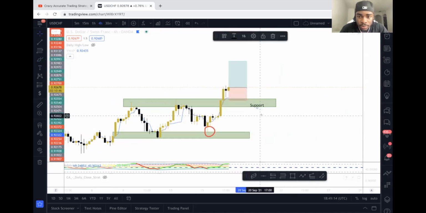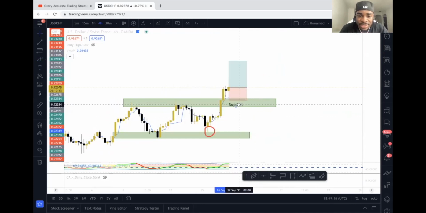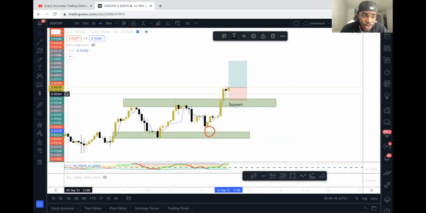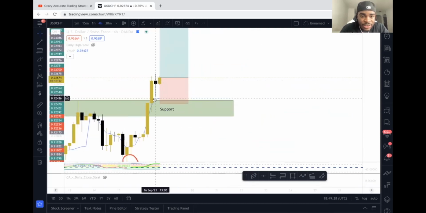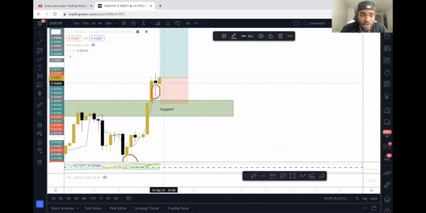Support. So now this is our support. This is our new buying area, which is why it's green. So I seen price retest it and this big wick followed, showing that there's a lot of buying pressure. So that's why I entered this trade.